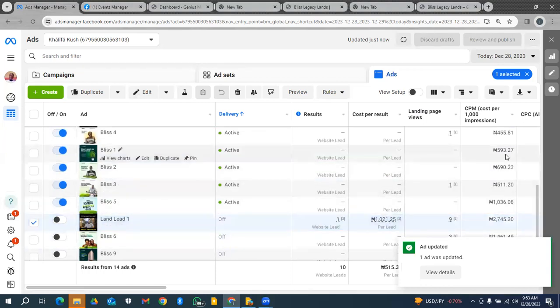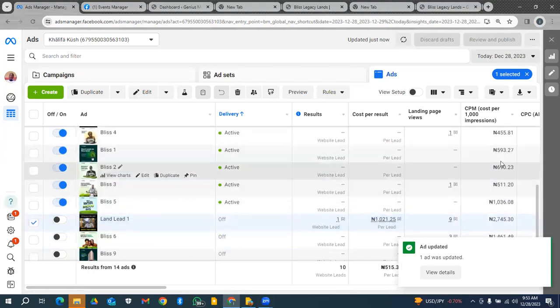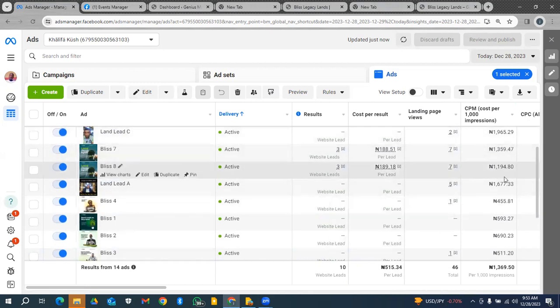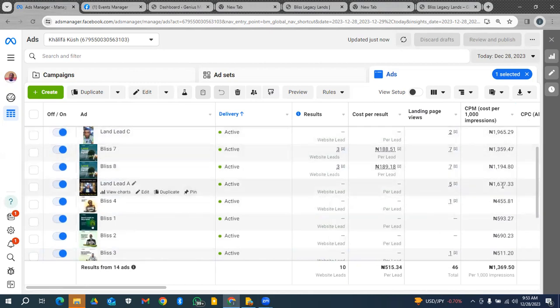Now, for some of these ones, look at them. You see their CPMs are much lower. Now, some of these ones, they will still drop. They will drop very well over time, which is why I have not touched them yet, which is why I have not killed the ads, right?